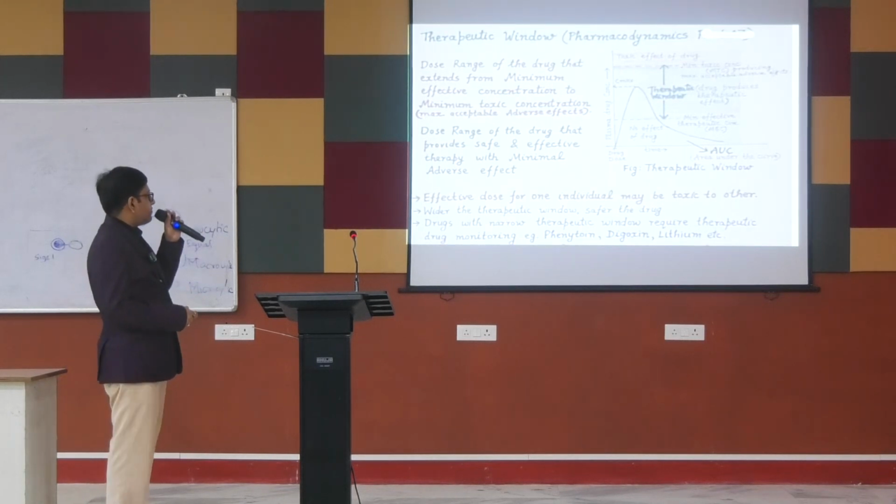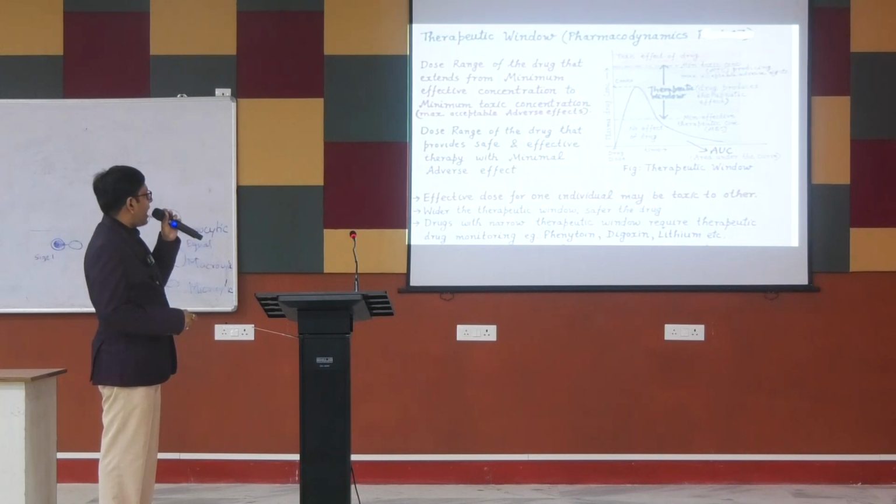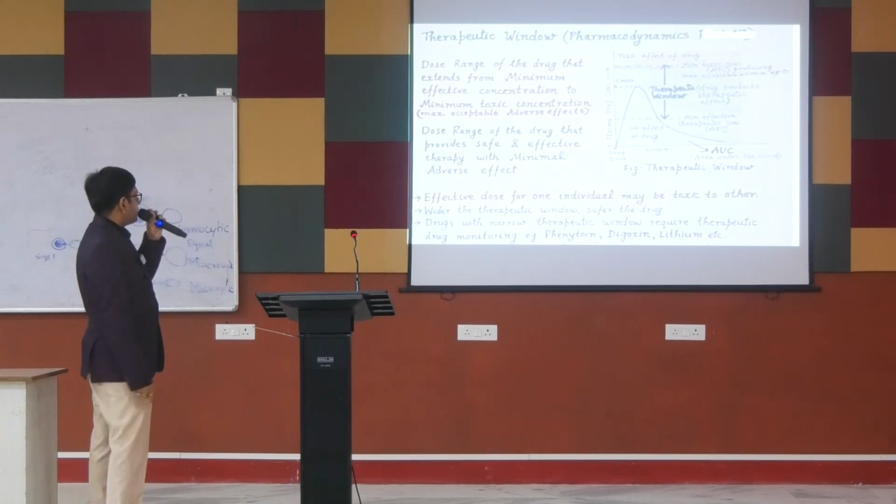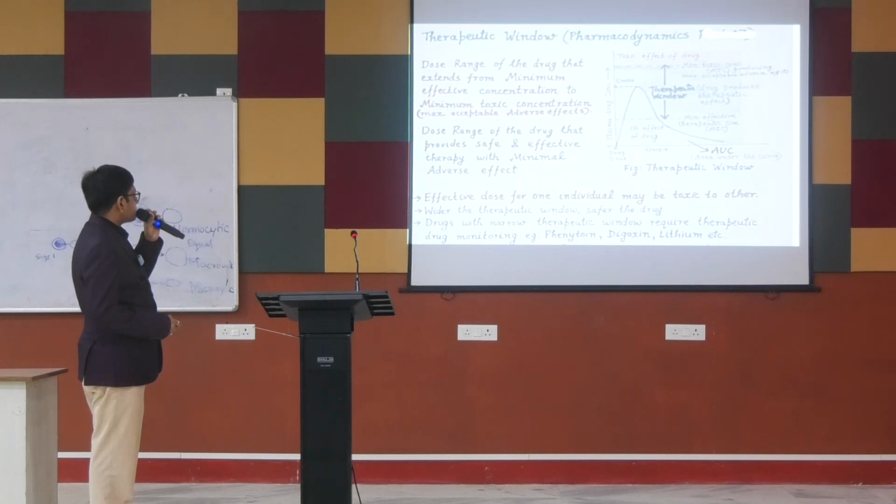So to calculate safety, we take two lines and calculate the space between these two lines. What are these two lines? This is called the minimum effective therapeutic concentration. Here you have been given the definition that it is the dose of the drug that provides safe and effective therapy with minimal adverse effect. At this level, you get safe, effective therapy with minimal adverse effect.